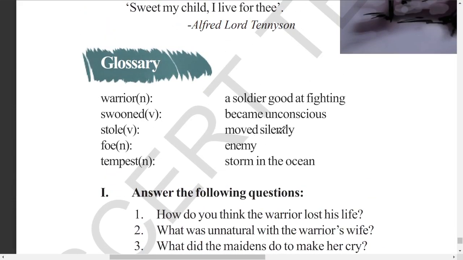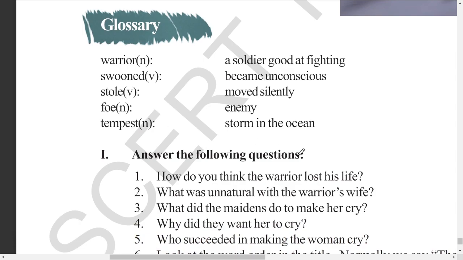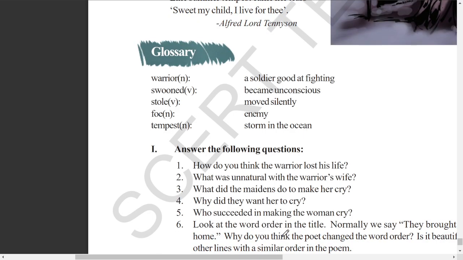Next one, stole is to move silently, to move from one place to another. Next, friend and foe we say. Friend is the friend you know. Foe is enemy. Next one, tempest is storm. Tempest is a kind of sudden gush. A storm in the ocean is called a tempest.